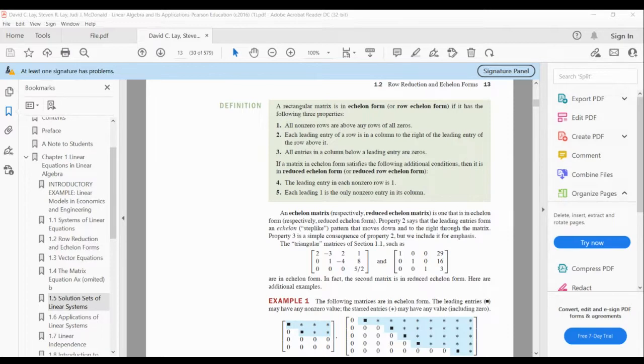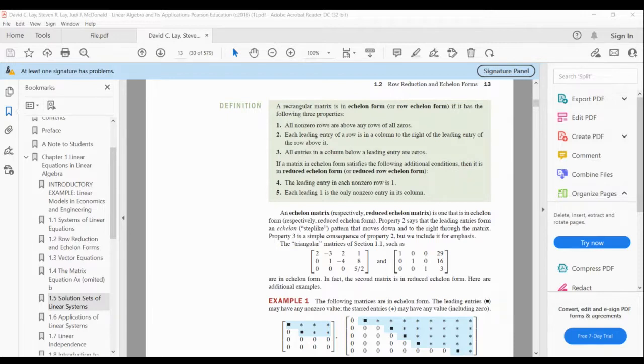Now, if you further reduce a matrix to reduced echelon form, then you have 2 additional properties. The properties 4 and 5. Property 4 is that the leading entry in each non-zero row is a 1, and property 5 is that each leading one is the only non-zero entry in its column. Okay, so we solved a system of 3 equations and 3 unknowns on Monday, and we actually got that augmented matrix in reduced echelon form.